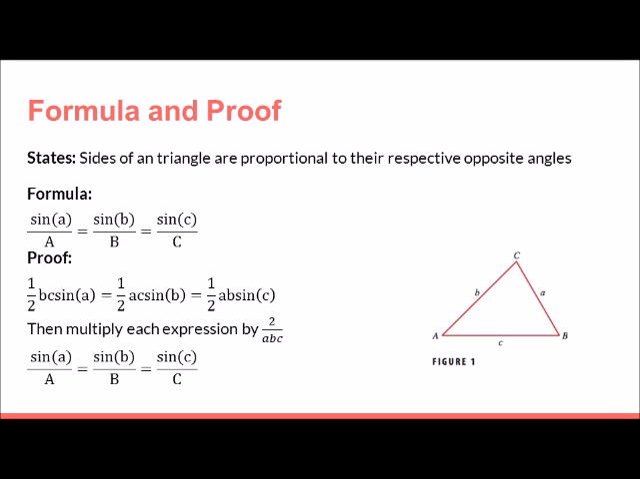Using the formula for the area of a triangle, using all three sides, you get 1/2 bc sine of angle A is equal to 1/2 ac sine of angle B is equal to 1/2 ab sine of angle C. If you multiply each area by the expression 2 over abc, you'll be left with the formula shown above.